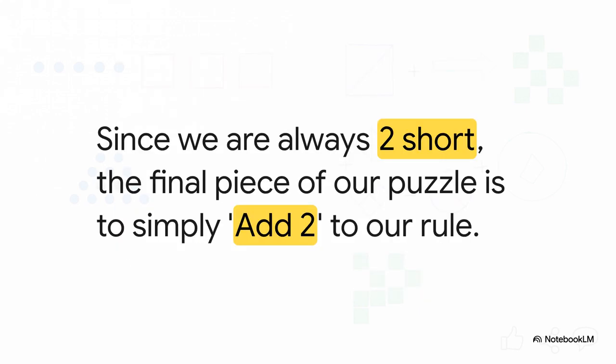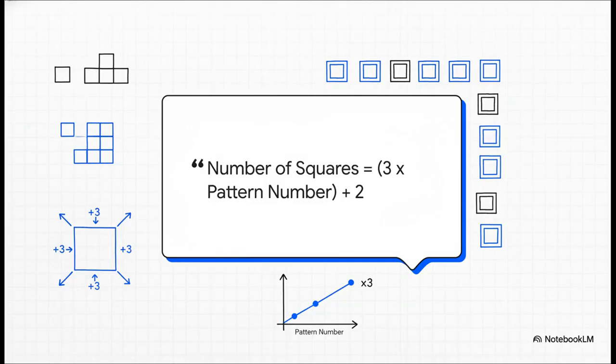That consistent difference, that is the final piece of our puzzle. Since our rule is always too short, we just need to make one tiny little adjustment. We just have to add 2. And there it is, the secret code, the formula for our entire sequence. The number of squares is simply 3 times the pattern number plus 2. This is the powerful tool we've been looking for.